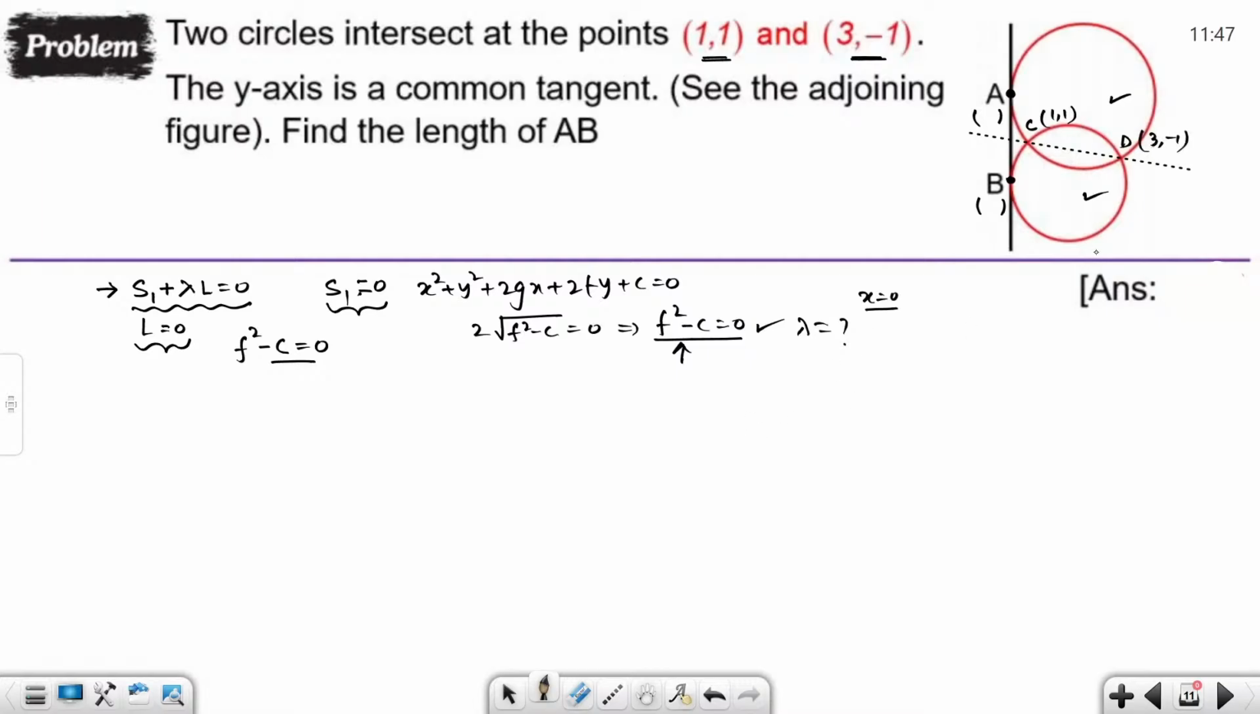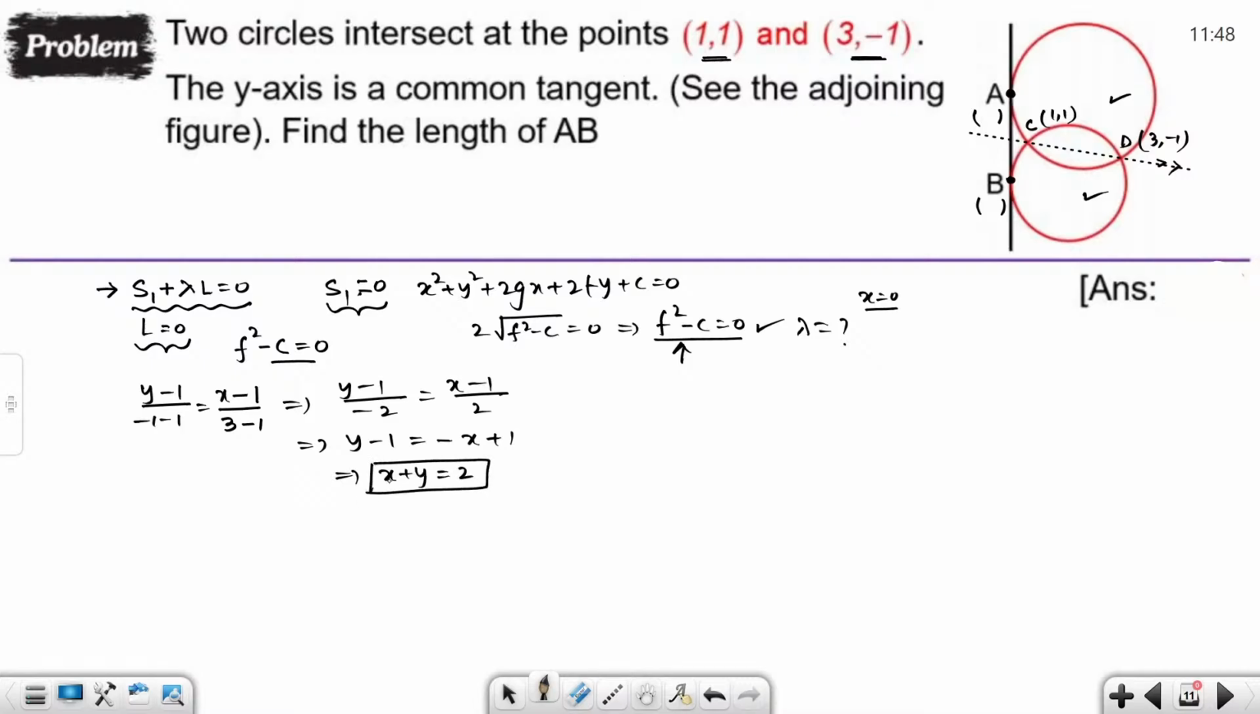So now we can find out the equation of this common chord by using two-point form. What will be the equation of CD? So that gives us y minus 1 equals to minus x plus 1. That gives us x plus y equals to 2. Am I correct? This is the equation of CD.